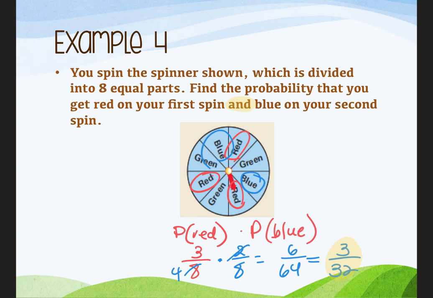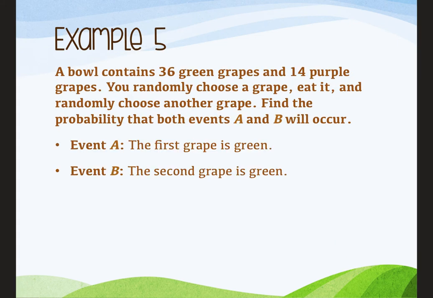Questions on that one? Yep. So that would be one spin. What's the probability of getting red or blue? Or we add and it's only one event. And is 2 events and we multiply. Yep. All right, example 5.